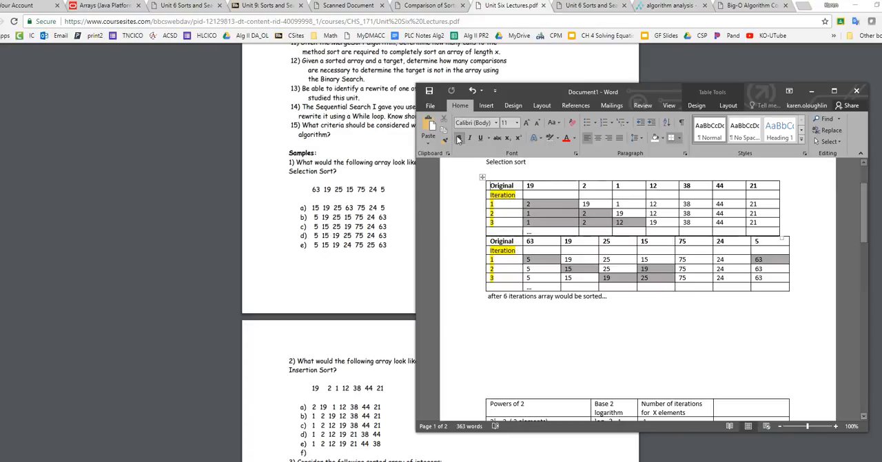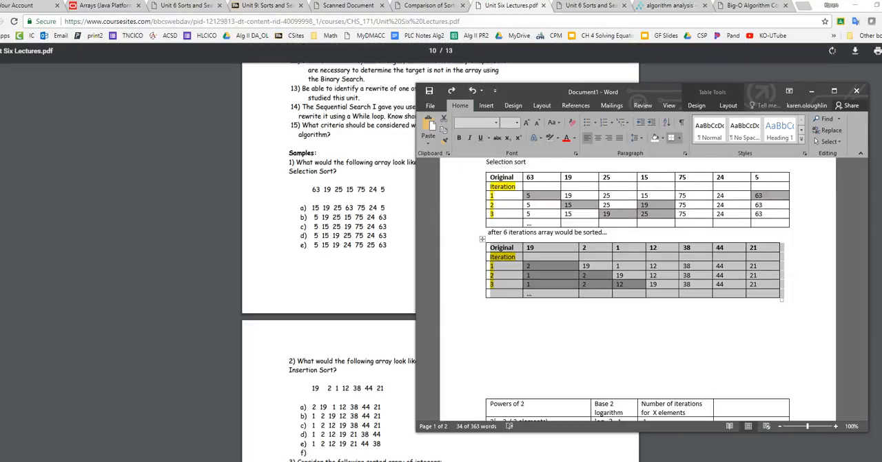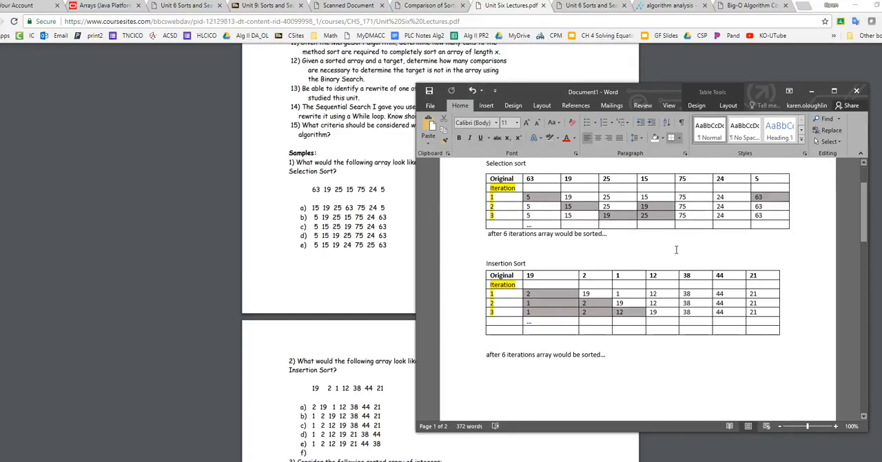So this next example is an insertion sort. On the insertion sort, when you take a look at the data items here, there's 1, 2, 3, 4, 5, 6, 7. So again, after 6 iterations the array would be sorted. It's always 1 less than the number of elements on the selection and on the insertion sort. And both of those are n squared in big O notation.